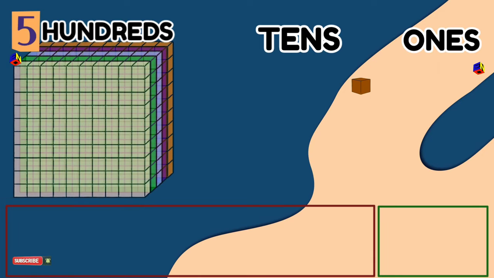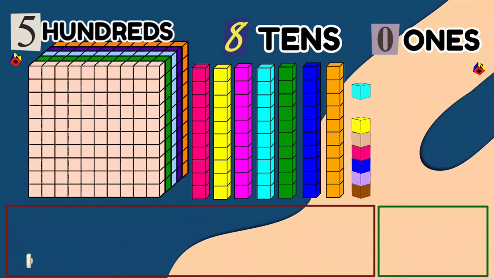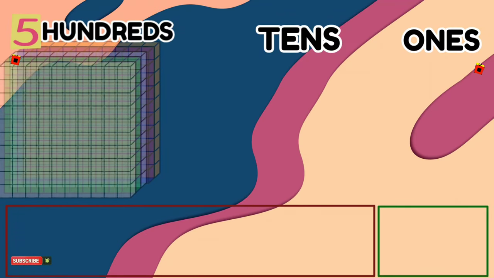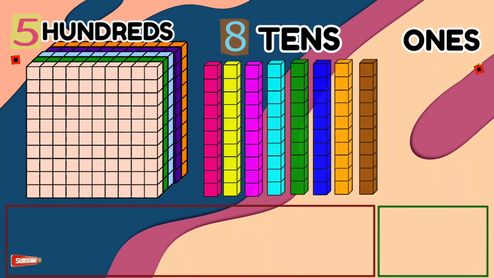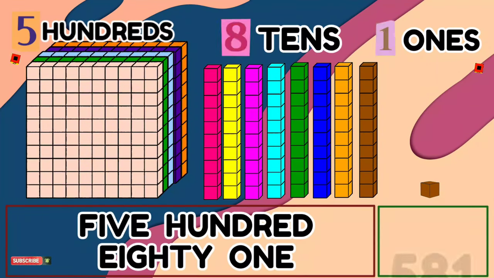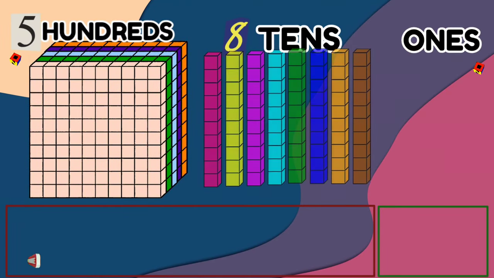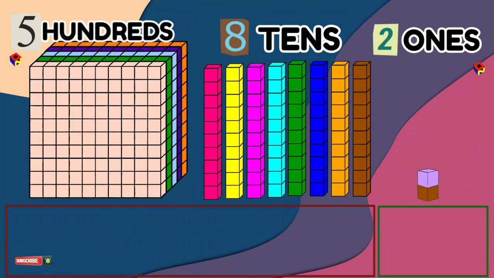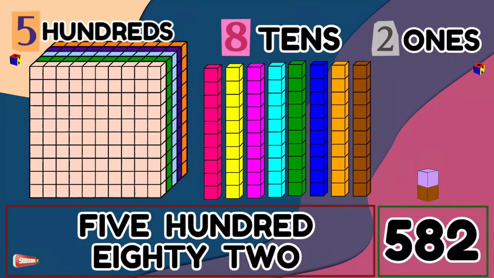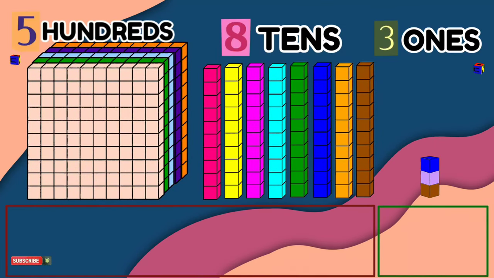579. 5 hundreds, 8 tens, and 0 ones is 580. 580. 5 hundreds, 8 tens, and 1 one is 581. 581. 5 hundreds, 8 tens, and 2 ones is 582. 582. 5 hundreds, 8 tens, and 3 ones is 583.